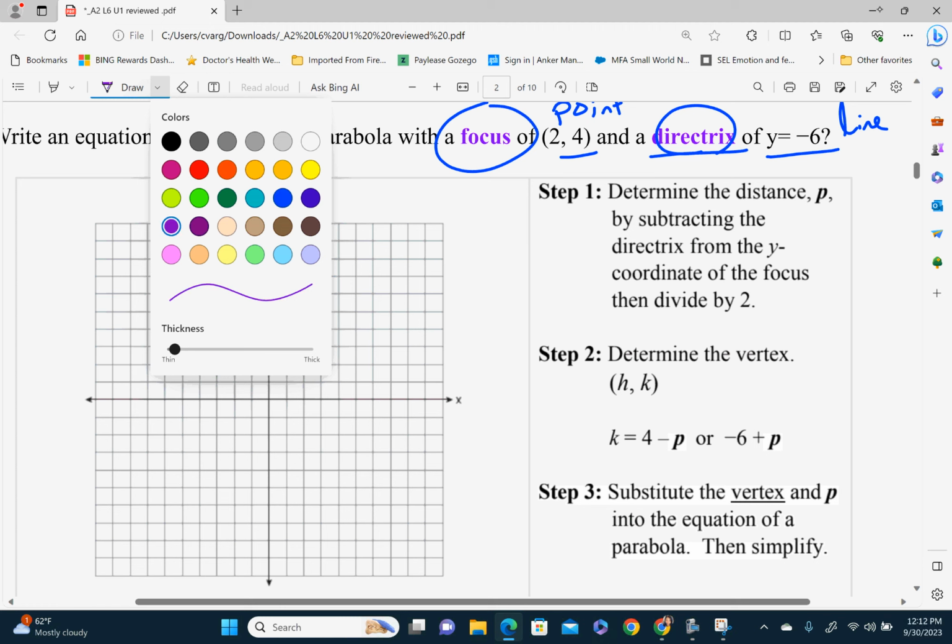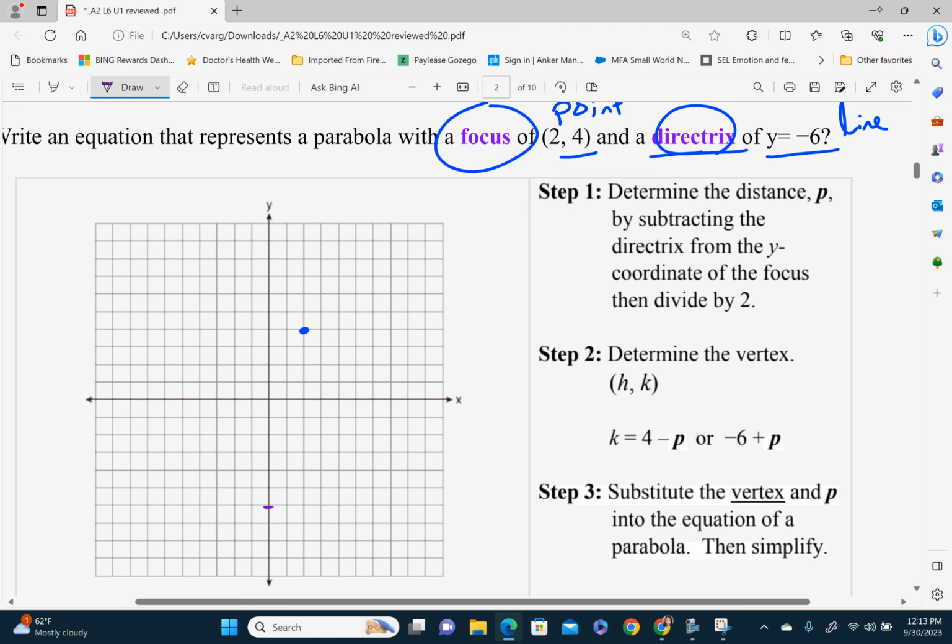So this is -1, -2, -3, -4, -5, -6. Right here is our line. What you need to know about our parabola is that the vertex, which is either the minimum point or the maximum point, is always going to be directly halfway. So if I look at this, -6 and 4, I'm going to look halfway. 1, 2, 3, 4, 5, 6, 7, 8, 9, 10. So I'm going to go up 5, 1, 2, 3, 4, 5 right here.